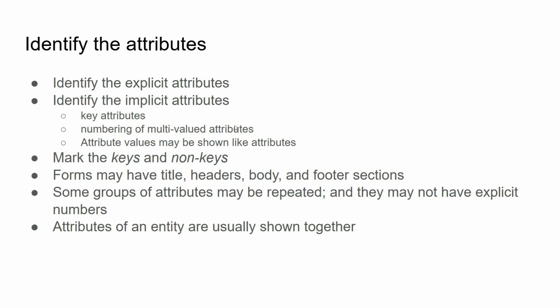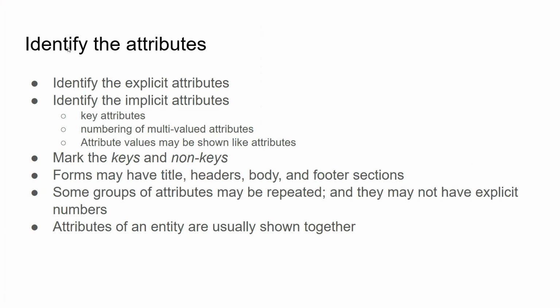These multi-valued attributes may be shown as a form inside a form, maybe a multiple repeated list of items. They're called multi-valued attributes, and they may not be numbered as a line item or serial number, sequence number, and so on. So those numbers may have to be added to your list of attributes because they're not explicitly stated. And sometimes we may have attribute values shown like attributes. So we need to be aware of that too.